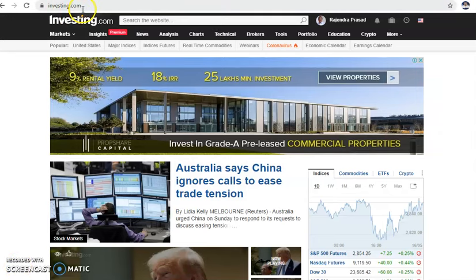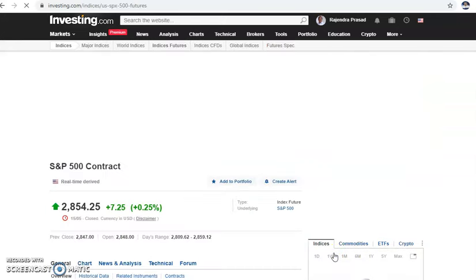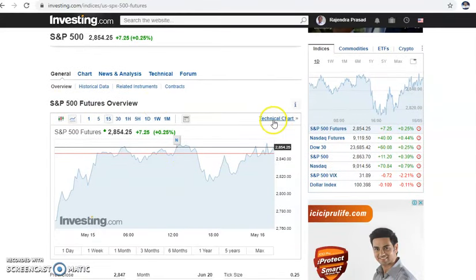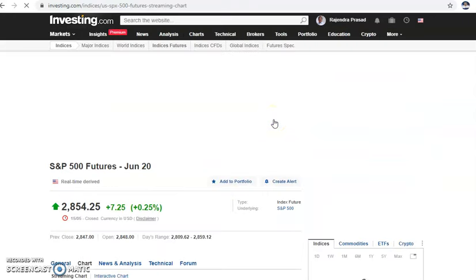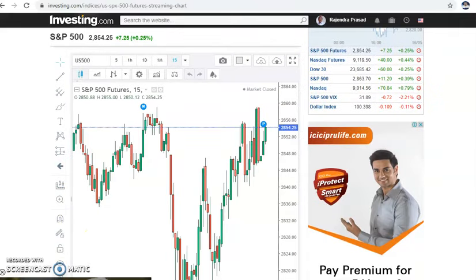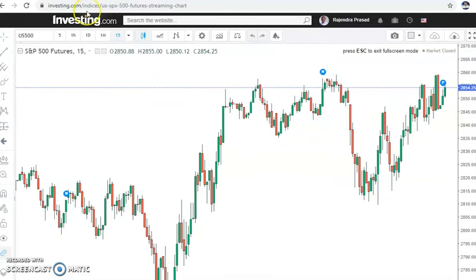This is the investing.com website. Here you can see these indices. You click on any one of these, and it will come like this. So here you'll see the technical chart. There are a lot of advertisements that will come here. This chart you can make bigger. This is the investing.com website, and this is the chart.